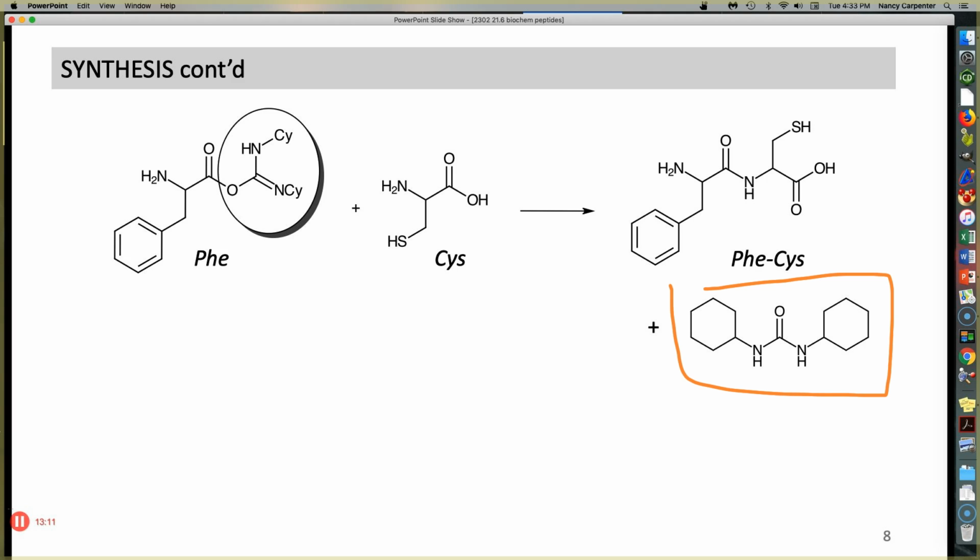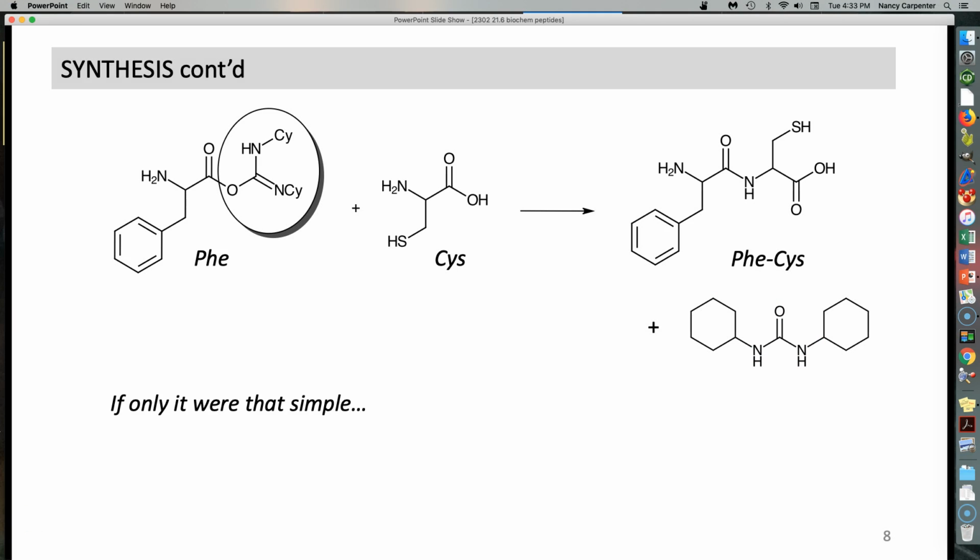dicyclohexylurea. This part is the urea part. That's really stable. Ureas are very stable, so that's why this should work great. But you know what? Things are always easier on paper.